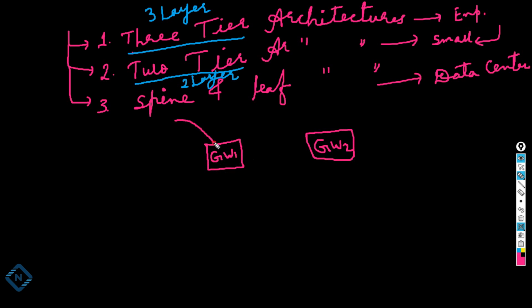So from here we will have the ISP. Maybe this is an ISP router, and we will have the ISP router here. Imagine this is ISP 1. We are taking 2 internet connections from 2 different service providers. If this internet goes down, maybe we will have this internet. That's why we are taking from 2 internet service providers.